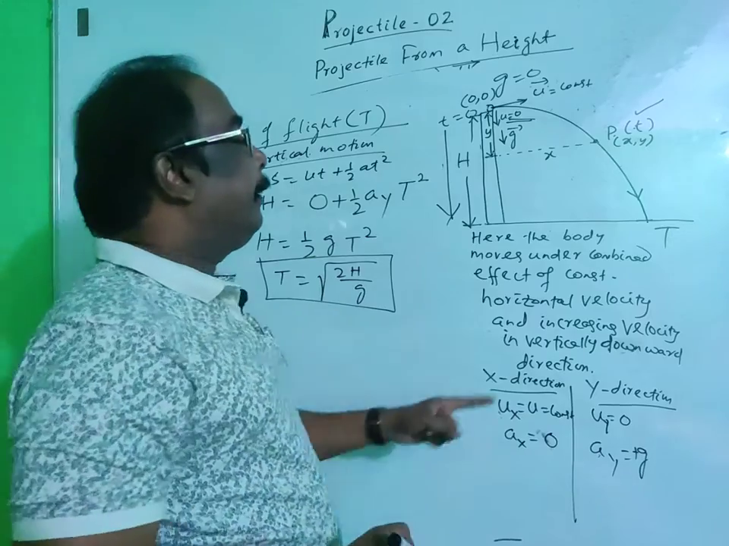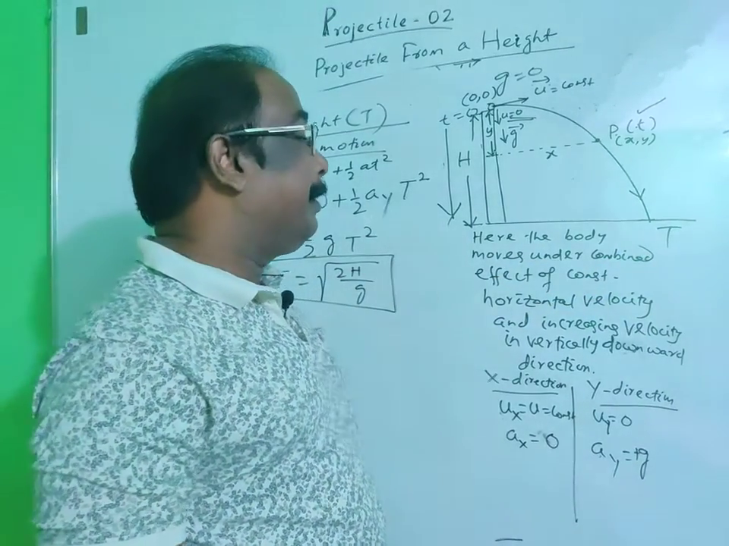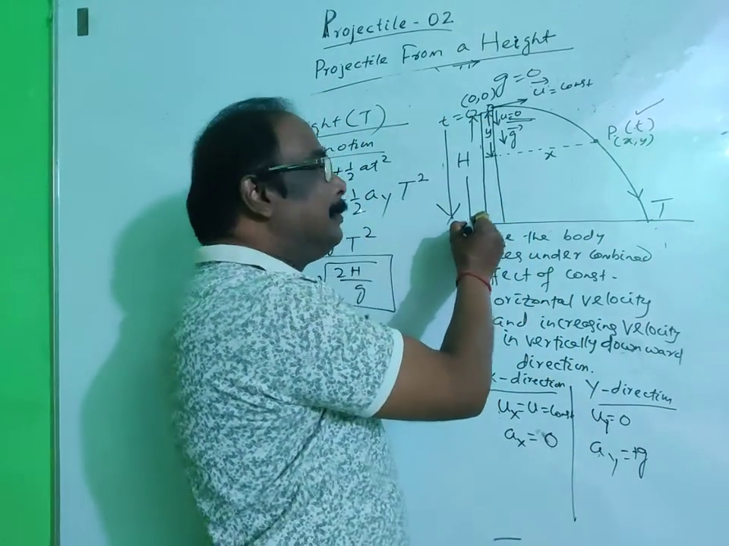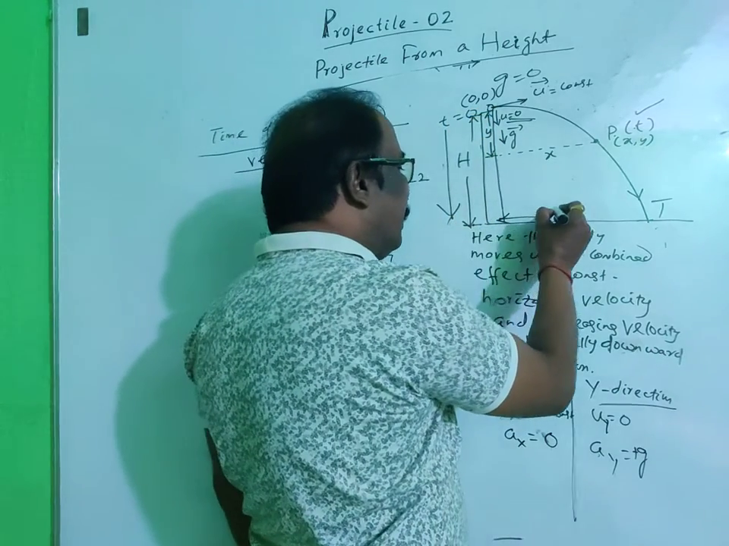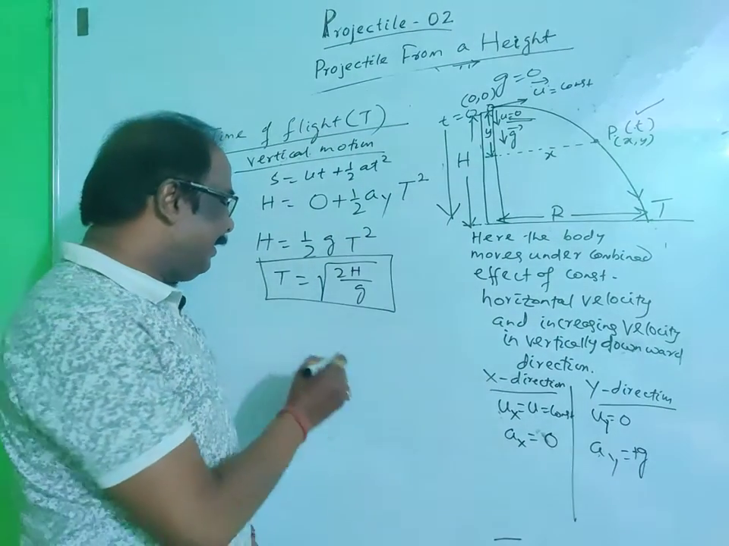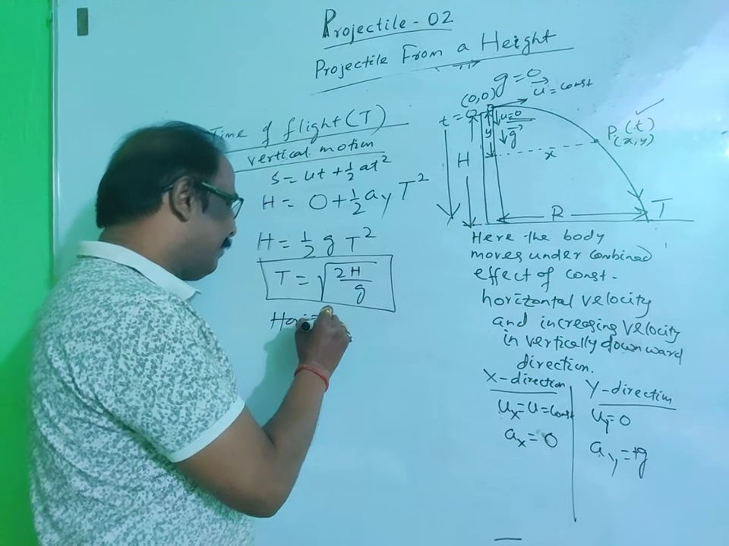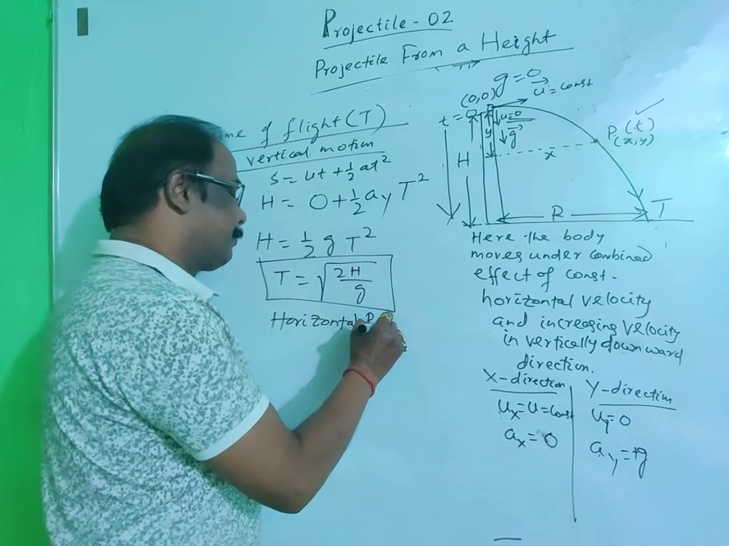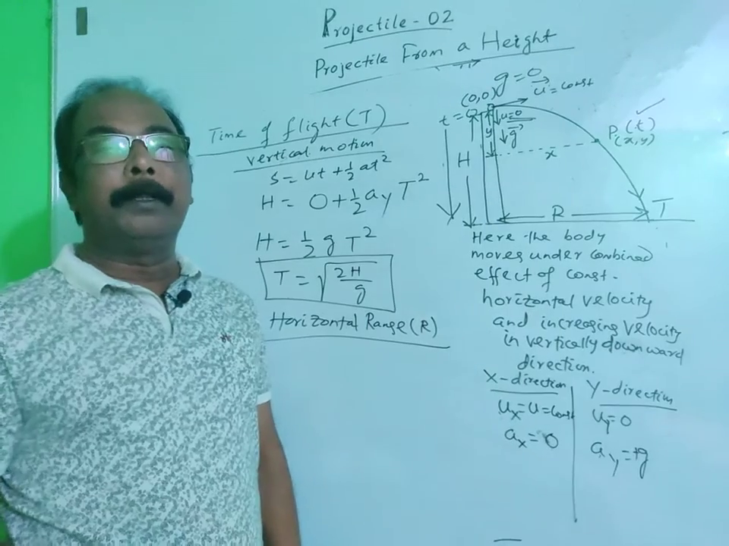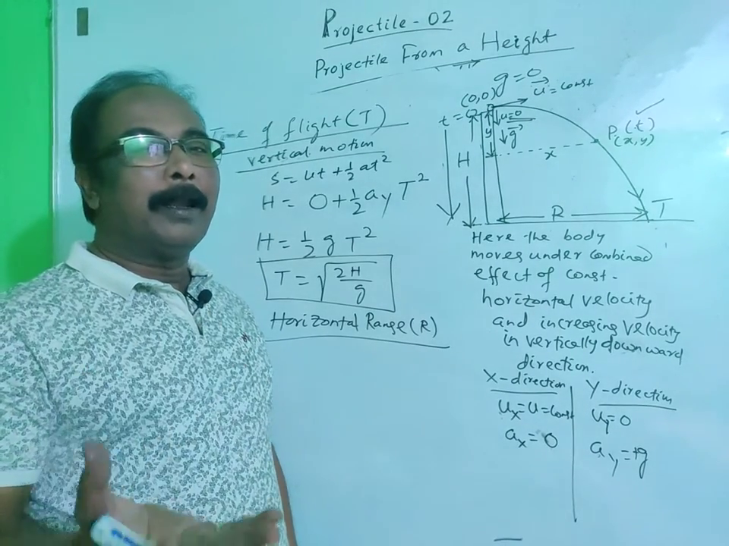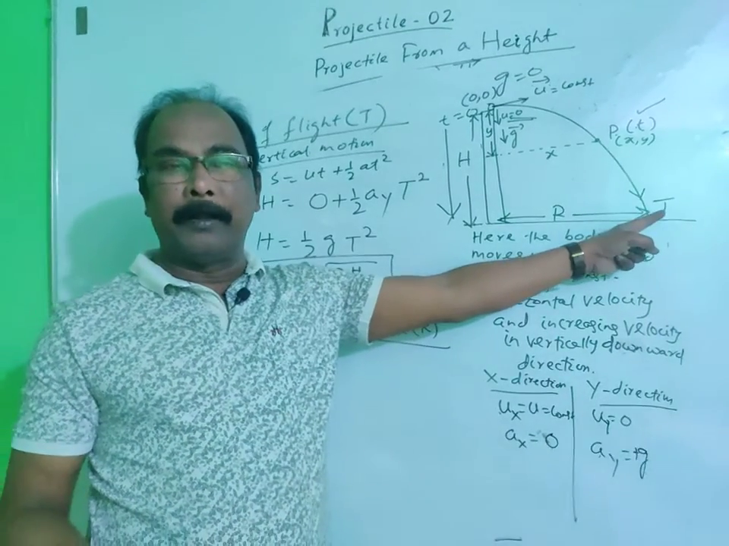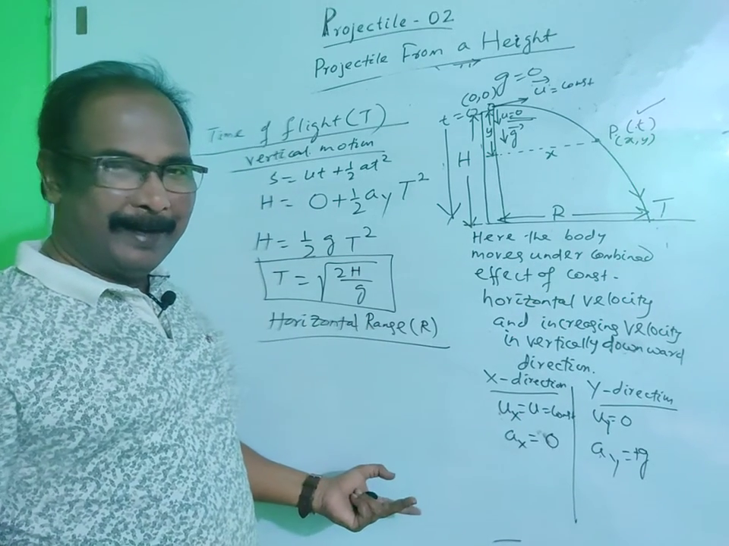Okay. Then when the body reaches the ground, the time is t. In this time, the body has covered a vertical displacement h and a horizontal displacement r. Then what is r? We have discussed in the previous lecture. R is the horizontal range, meaning the maximum horizontal distance covered by the body in the time of flight. Horizontal range is the maximum horizontal distance covered by the body during the time of flight.